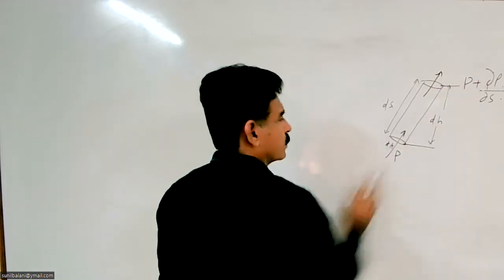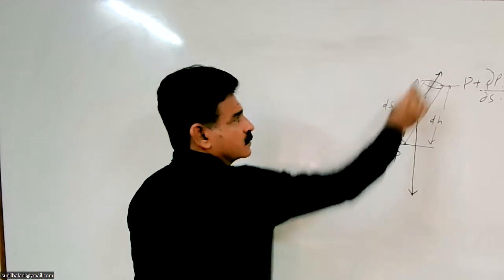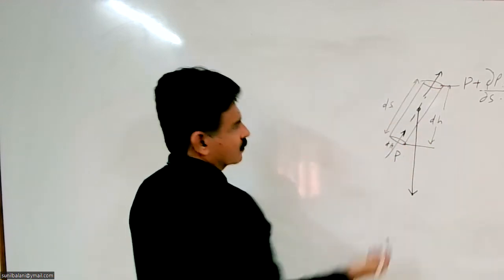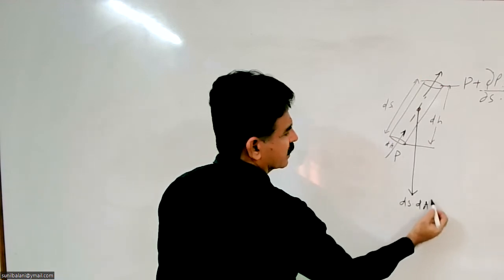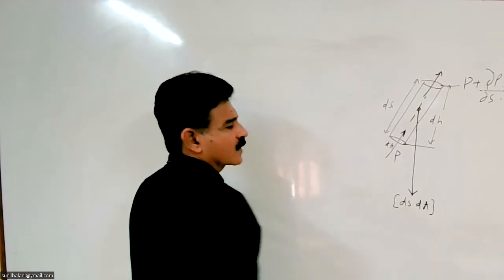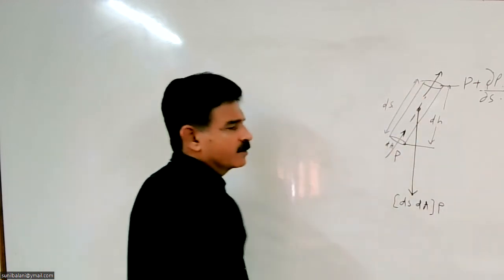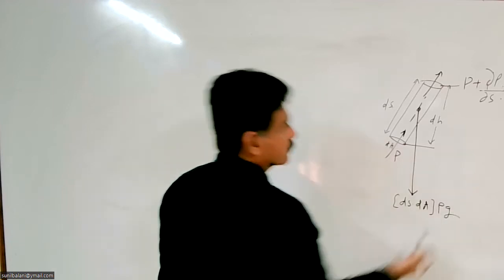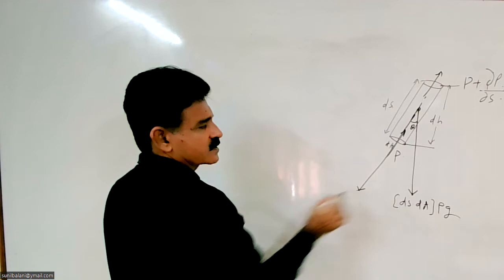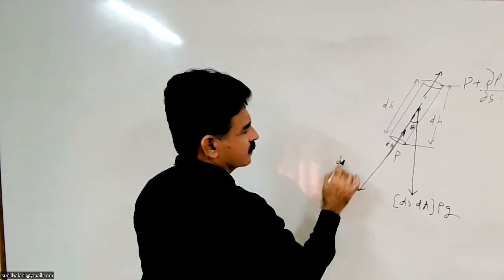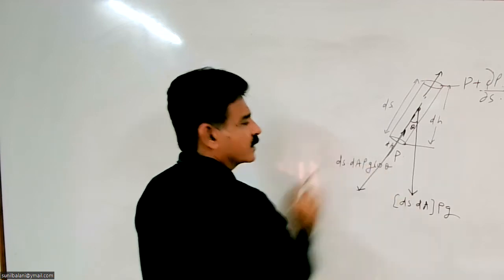Okay, P plus this. And then the weight part. Weight is m into g. We have to write the mass dm. For that, first write the volume: ds into dA, length into area. This is the volume part. Rho is the density, this gives the dm part, and then g. I take this angle to be theta. So I have to take the component of this weight in this direction. That will be obviously ds, dA, rho, g, cos of theta.